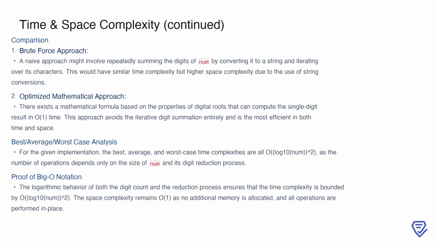Finally, whether we consider best, average, or worst-case scenarios for the current implementation, the time complexity remains O((log10 number)^2), because it depends solely on the size of number and the digit reduction process. The logarithmic reduction ensures that the time complexity is tightly bounded, and the space complexity remains O(1), since no additional memory is allocated during the computation.